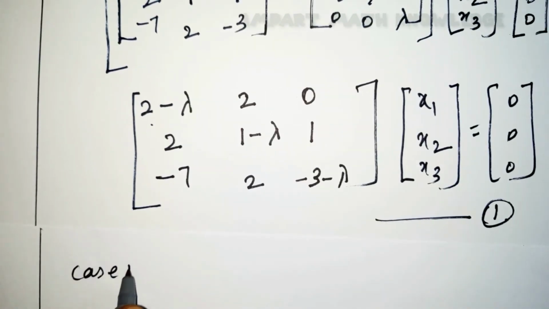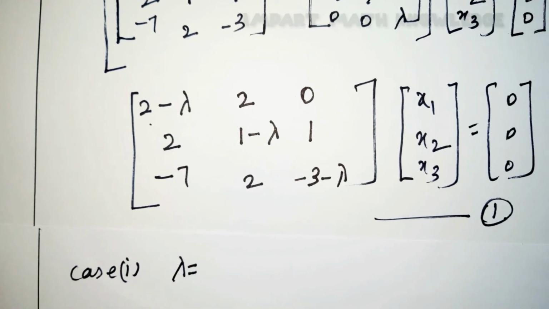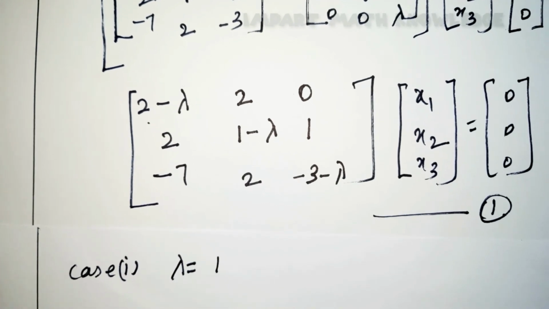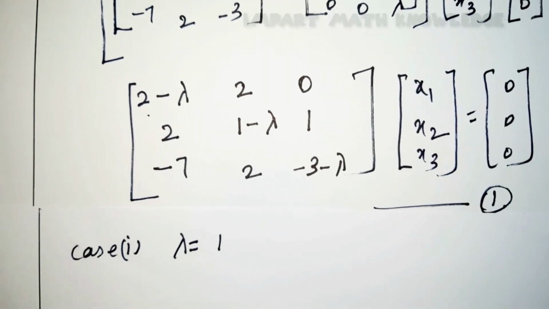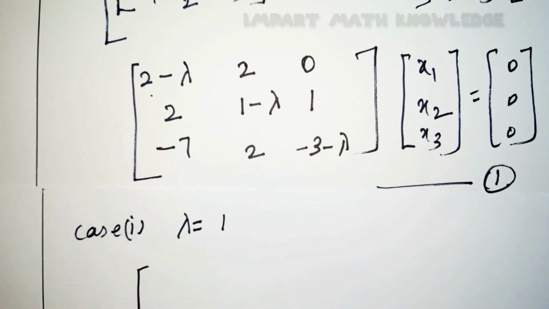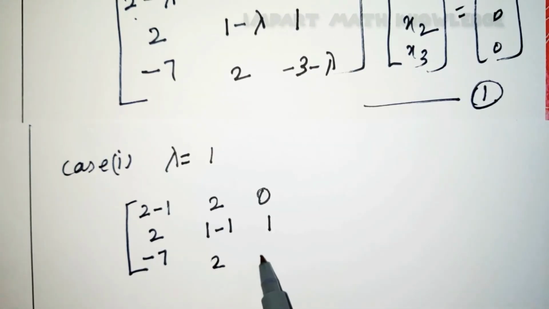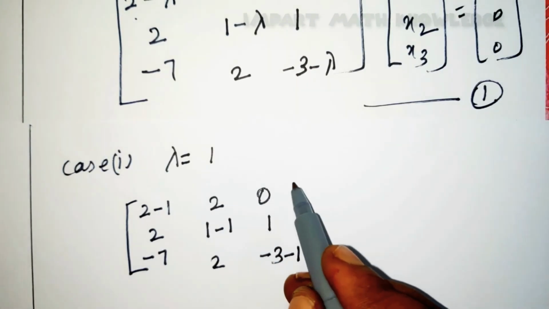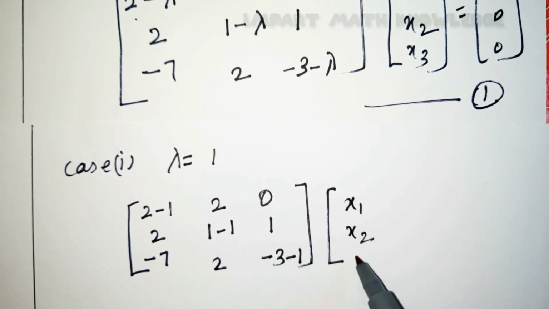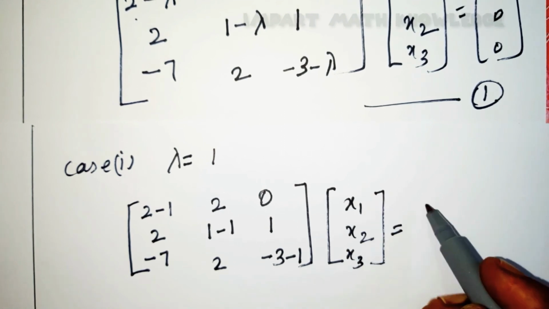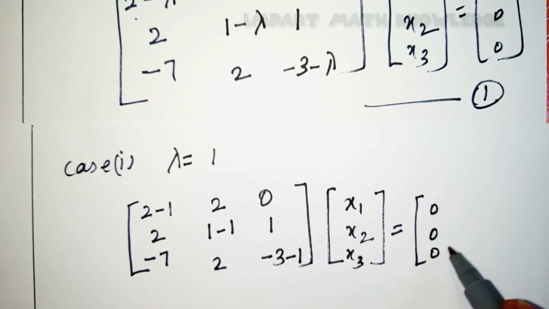Case 1, lambda is equal to 1. Substitute lambda equal to 1 in equation 1. We get [2 minus 1, 2, 0; 2, 1 minus 1, 1; -7, 2, -3 minus 1] times [x1, x2, x3] equal to [0, 0, 0].